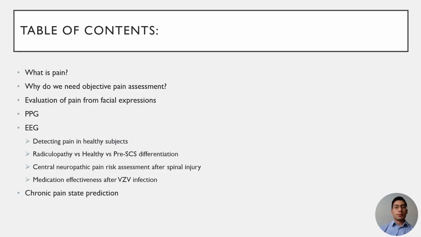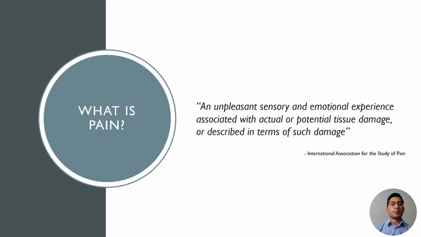Table of contents for my presentation is on this slide. So first we are going to talk about what is pain. Next, we're going to discuss why we need objective pain assessment methods. And after that, we're going to talk about individual papers. First, we're going to talk about evaluation of pain from facial expressions. Next, from PPG signals, from EEG signals, different applications for that. And at the end of the presentation, we are going to talk about chronic pain state prediction.